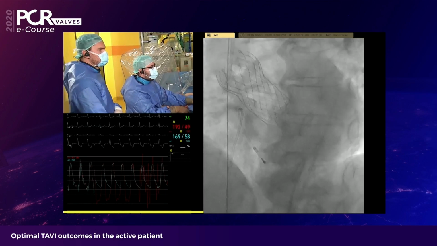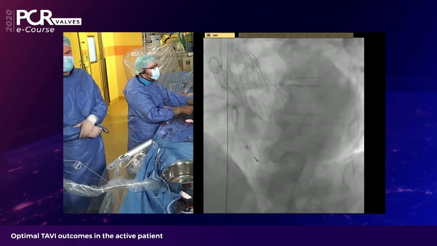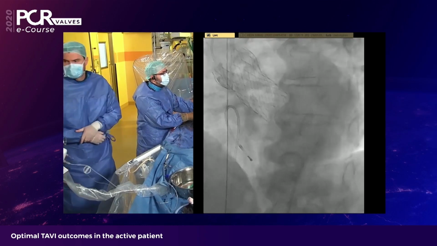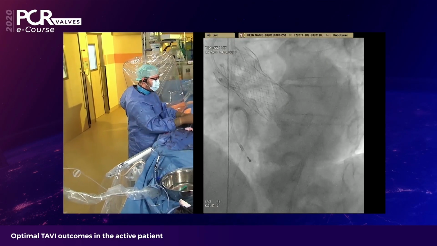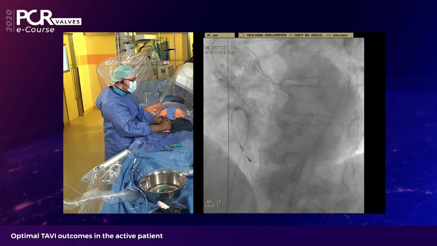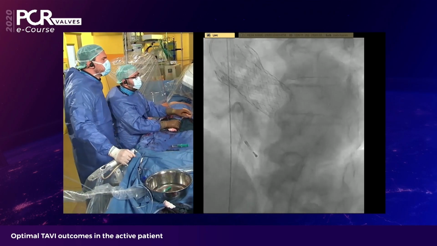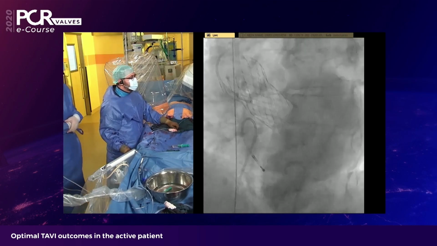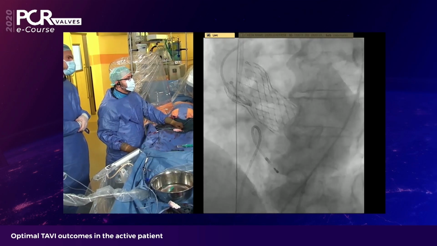And now let's do a root shot, just to check the regurgitation on our final position. And then we'll also check alignment, because we can do this by looking at the C-tabs after implantation. Please give 15, 15. 15, 15, okay. So we'll now do a root shot. Angio please.